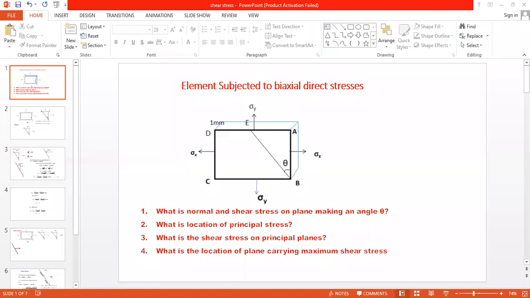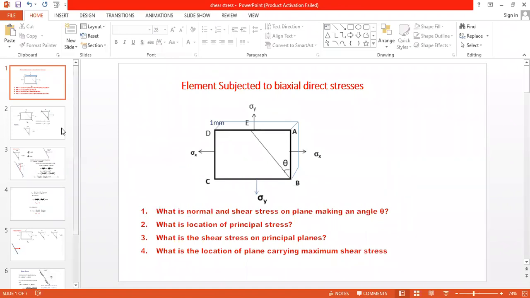Yes, sir. Here we were discussing this one, elements subjected to biaxial direct stresses. Here we have to calculate the normal stress and shear stress on a plane making an angle theta, that is, on this plane BE. Now we have to find the location of the principal stresses, and the shear stress on this plane. Now what is the location of the plane carrying maximum shear stress? That we are starting. Now we have completed this normal stress.